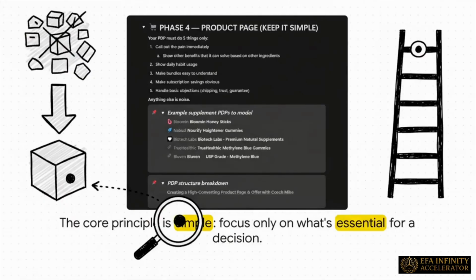So, what's the fix? Well, it's actually kind of counterintuitive, which is why I love it. Instead of adding more, we need to start taking things away. See, this whole framework is built on one core idea. Keep it simple. Your product page should only do the absolute essential things a customer needs to feel confident and say, yep, I want this.